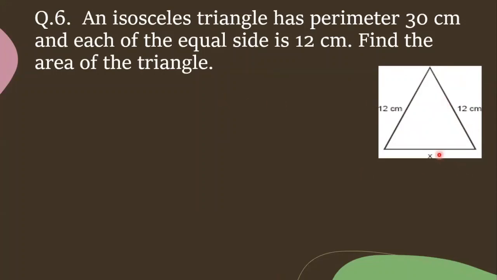So the third side they have not given. So we'll assume the third side as x. So what is the value of the third side? Perimeter is 30 and two sides they gave 12. What is the third side? 6 centimeter. 12 plus 12 plus x is equal to 30, so x is equal to 30 minus 24. So x value is 6. So we have got all three side values. So what third side did we get? 6 centimeter.